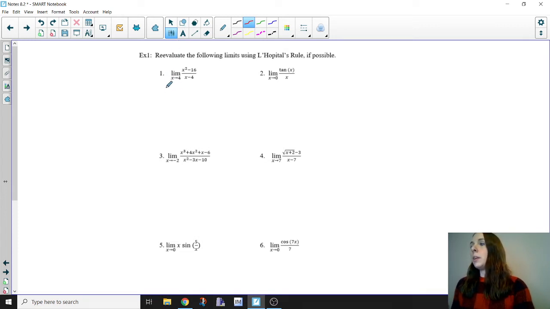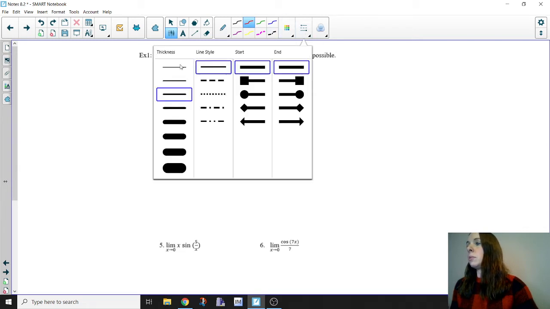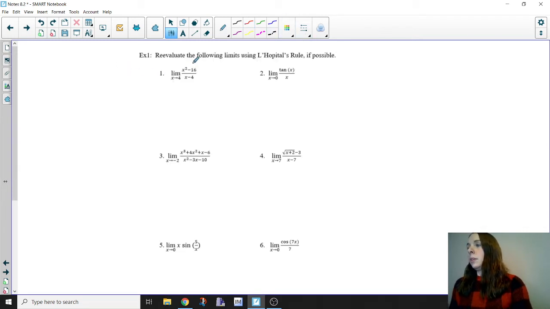Okay, for number 1, again, I want to remind you that the first thing that we did was we checked for the indeterminate form 0 over 0 with substitution. And I'm kind of squeezing in all of my work here, so I'm not going to write that out, but what I'm doing here in my brain is I'm thinking 4 squared minus 16 is 16 minus 16, which is a 0 in the numerator, and 4 minus 4 gives me a 0 in the denominator as well. So I have that 0 over 0 indeterminate form, which means I can apply L'Hopital's Rule in this situation.